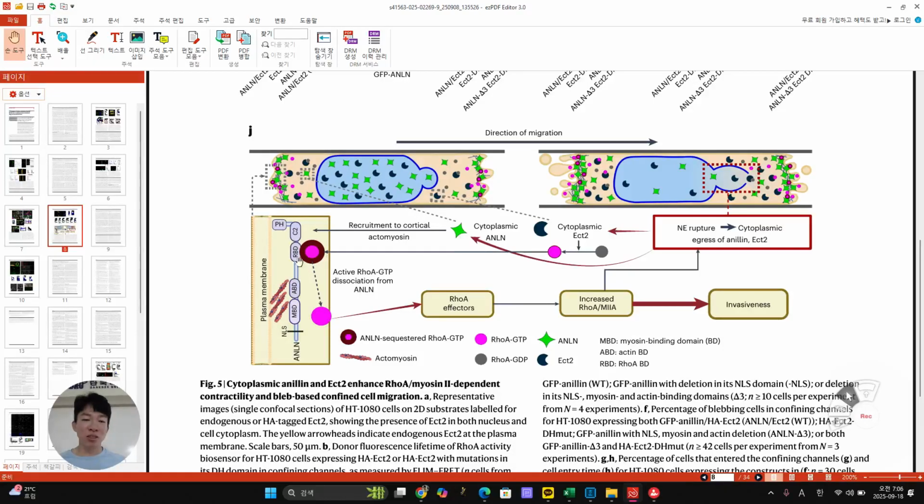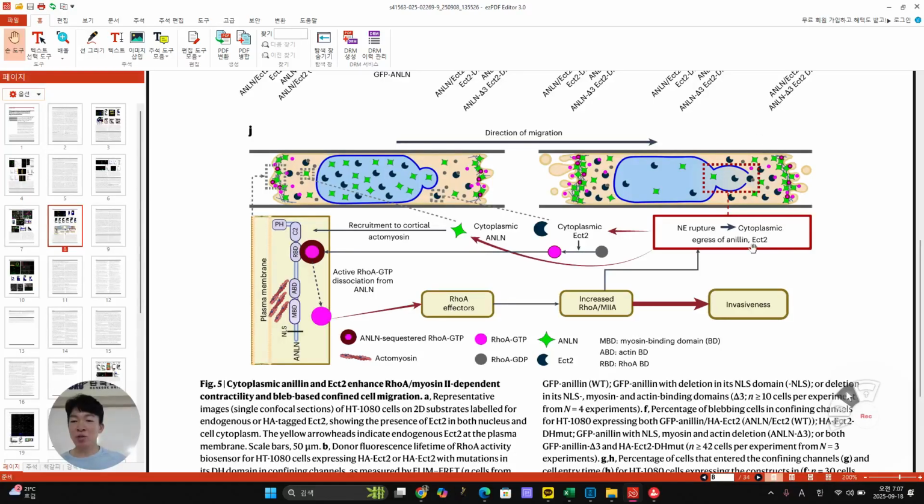Because this scenario is happening, when they activate RhoA, they can migrate more. In that case, some part of the nucleus is ruptured, and suddenly the anillin inside the nucleus is released to the outside of the nucleus. And then this anillin released from the nucleus also deposits at the front and back again. So this is called nuclear rupture, cytoplasmic egress of anillin Actin 2. Egress means just release. So this anillin is localized in the front and back.